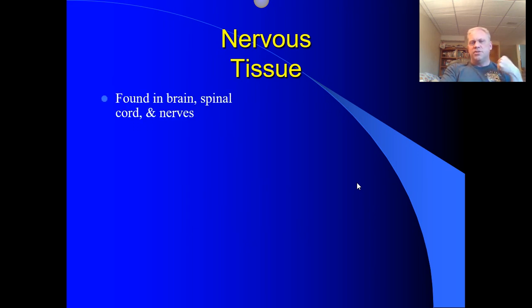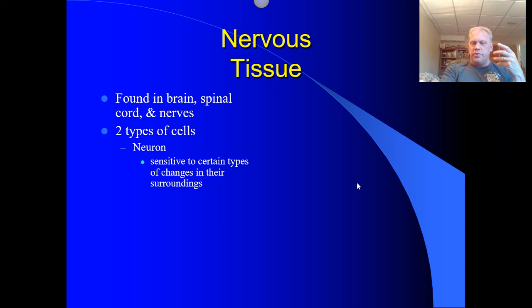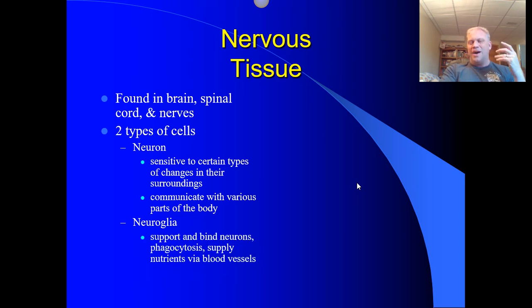But we find nervous tissue lines all of those things, the brain, the spinal cord, and all of our other nerves. There are two types of cells. Like I said, the neuron is what we're going to be seeing in just a moment. Those are the things that are going to fire in response to the environment and pass that electrical signal on to the rest of the body or its destination. But then we have those glial cells. They're going to be more of a supporting and binding things.